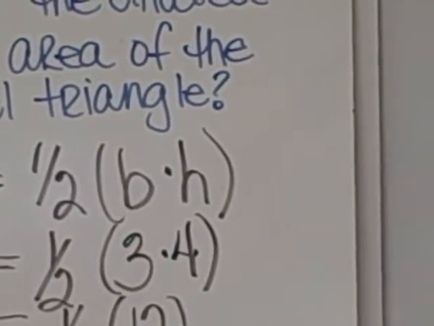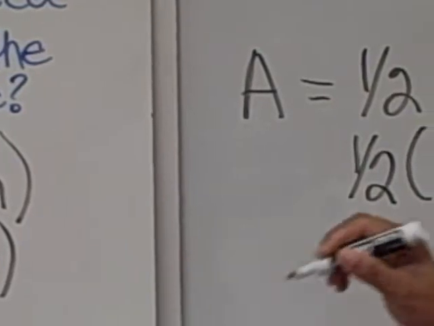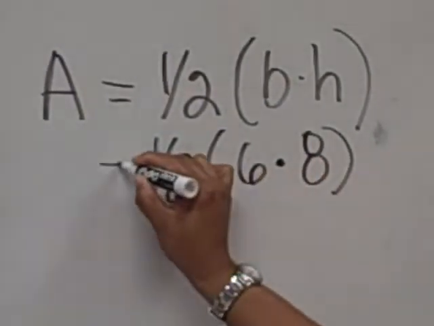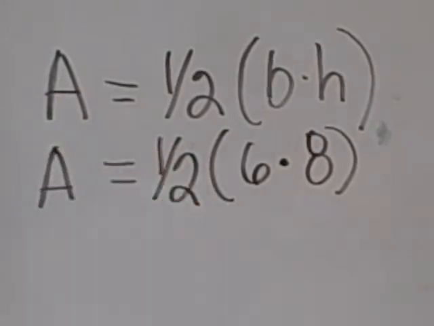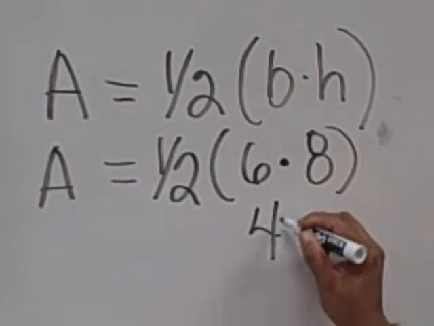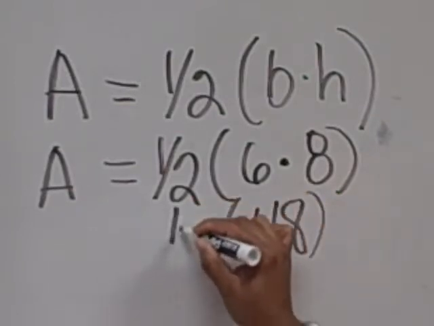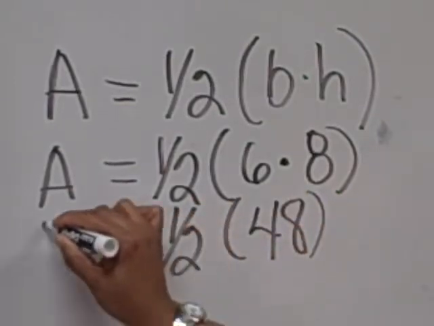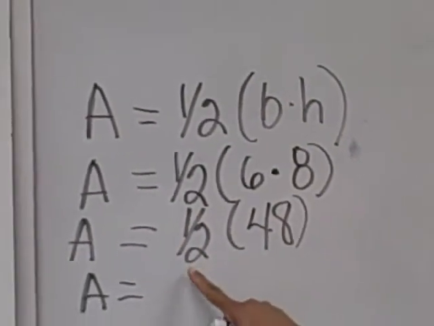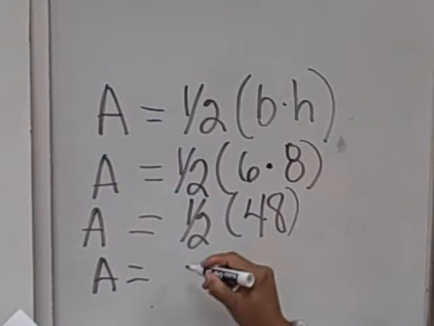So we're going to take 1/2. Our base again was 6 and our height was 8. 6 times 8 we know is 48 times half. We know a half of 48 is 24.